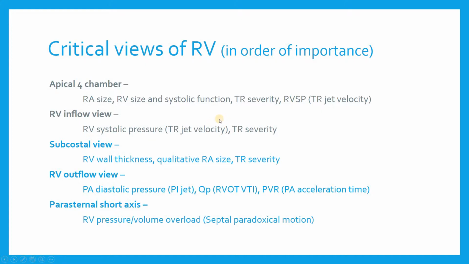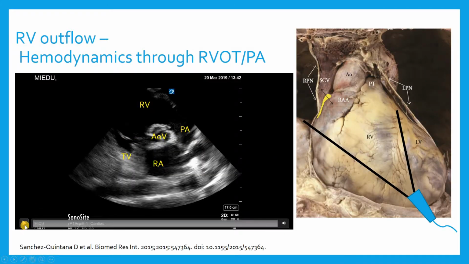Now, I've shown this before. This is my hierarchical approach to assessing the RV. I think the apical four chamber is best. Then I like the inflow view. Now we're going to talk about the outflow view. Even though it's not as high in my hierarchy, the reason is that it's often difficult to get these images, but if you can, you get some beautiful information about hemodynamics. So let's skip down in the hierarchy and talk about the RV outflow view.